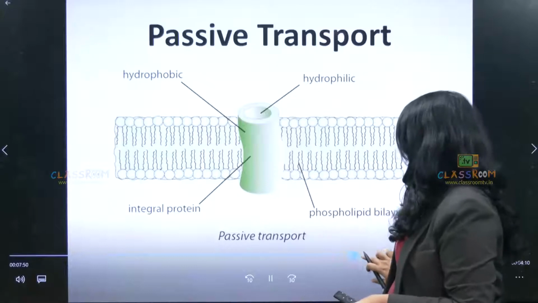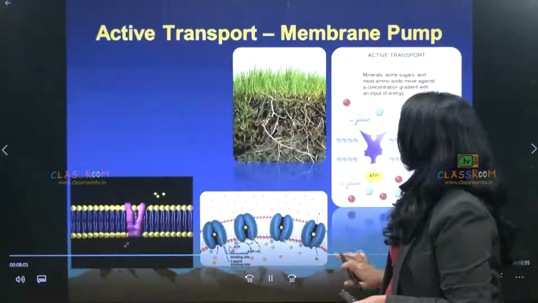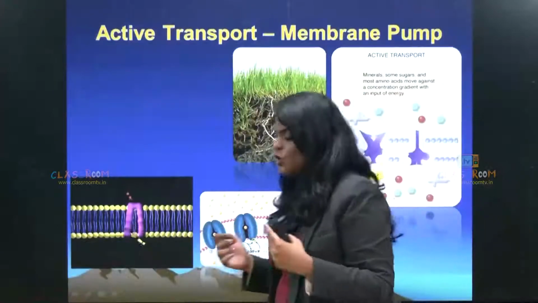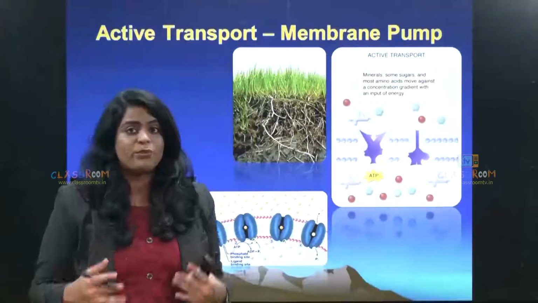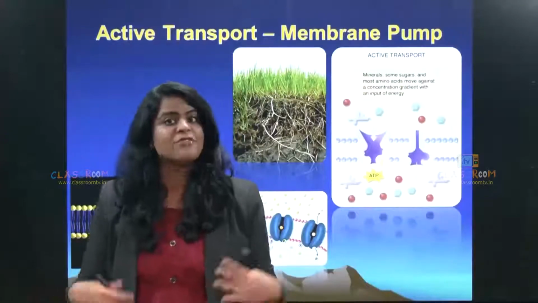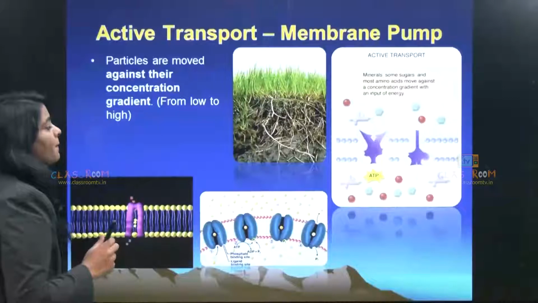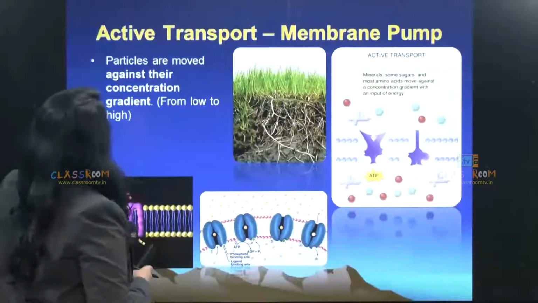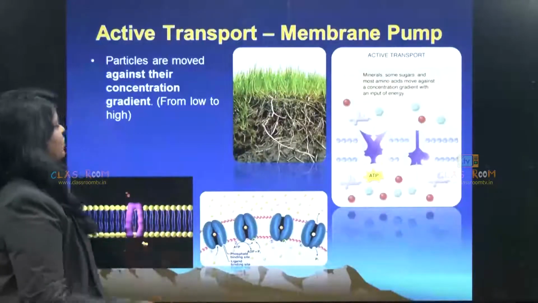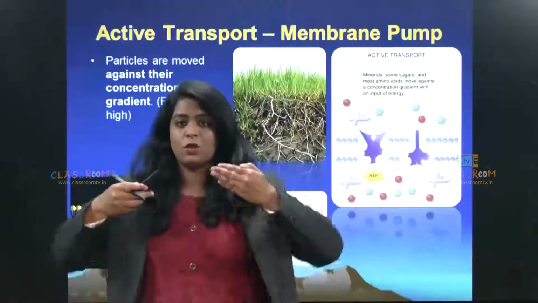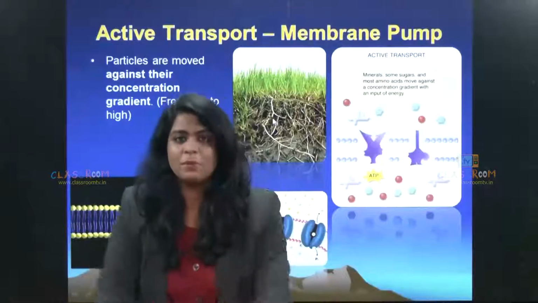Now coming to active transport or membrane pump. So you all know which is the membrane pump in the cell. I have discussed this in the previous topic. It happens in mitochondria, and particles are moved against their concentration gradient, that is from low to high. That's why active transport means low to high and passive transport means high to low.